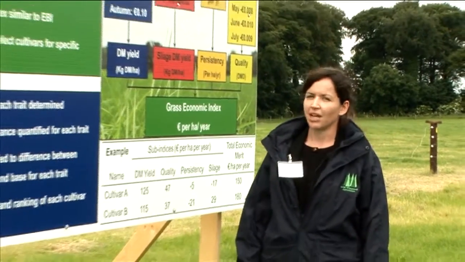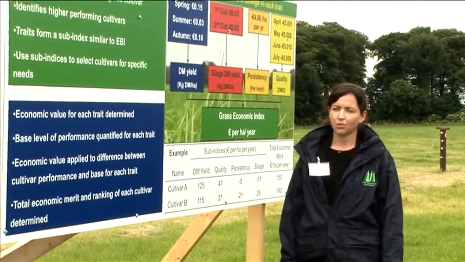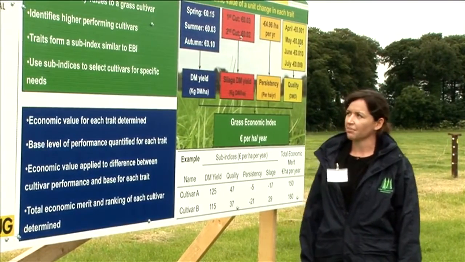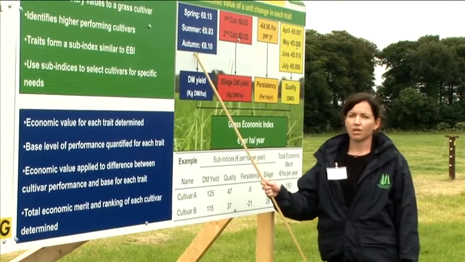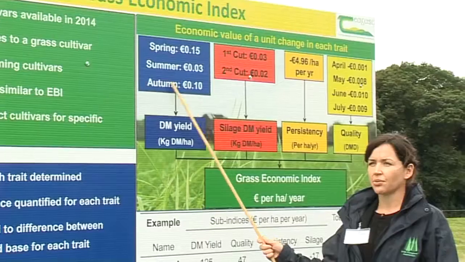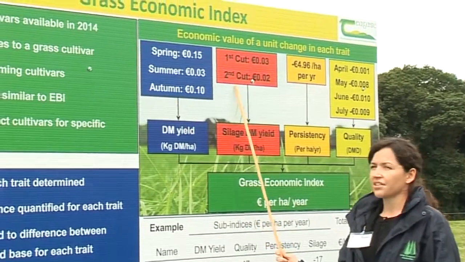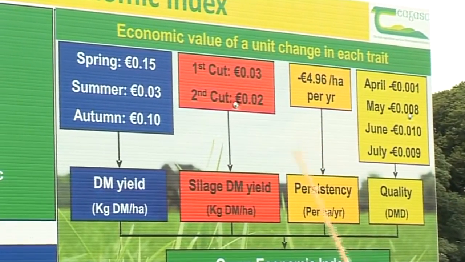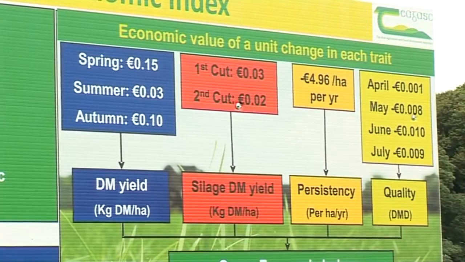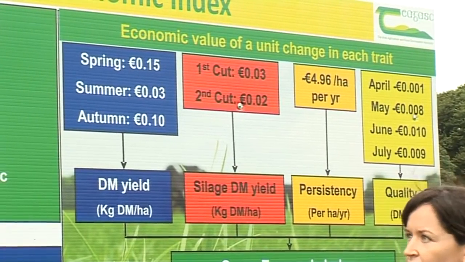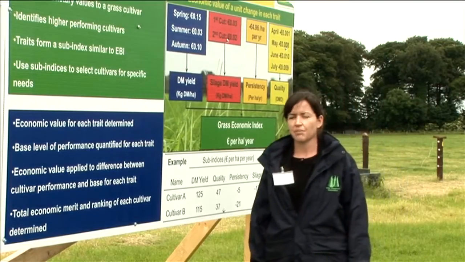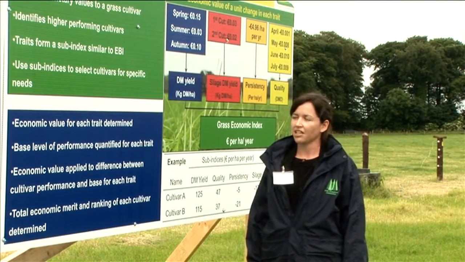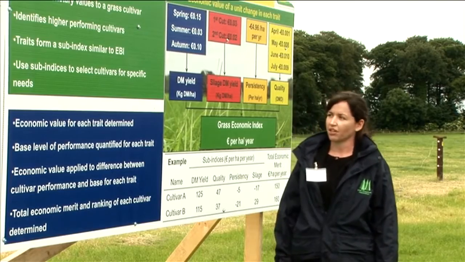So within the index, we have a number of key traits which are important within an Irish grass-based production system. These traits include dry matter production, broken down into spring, summer and autumn dry matter production, first and second cut silage, persistency, which is quantified on a per hectare per year basis, and also quality across the months of April to July inclusive. Now these traits can be used similar to sub-indices as we have in the EBI to select cultivars for particular requirements.